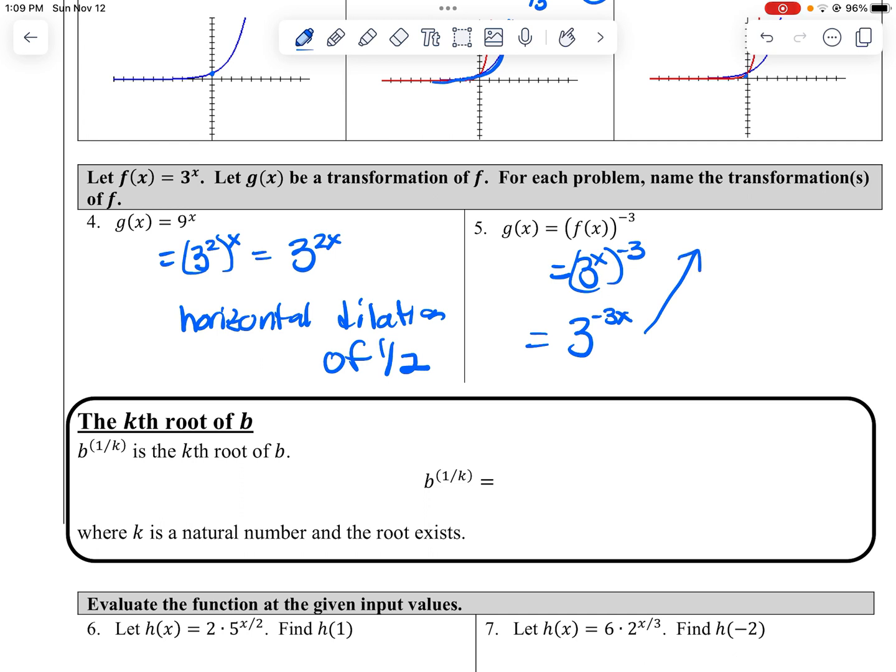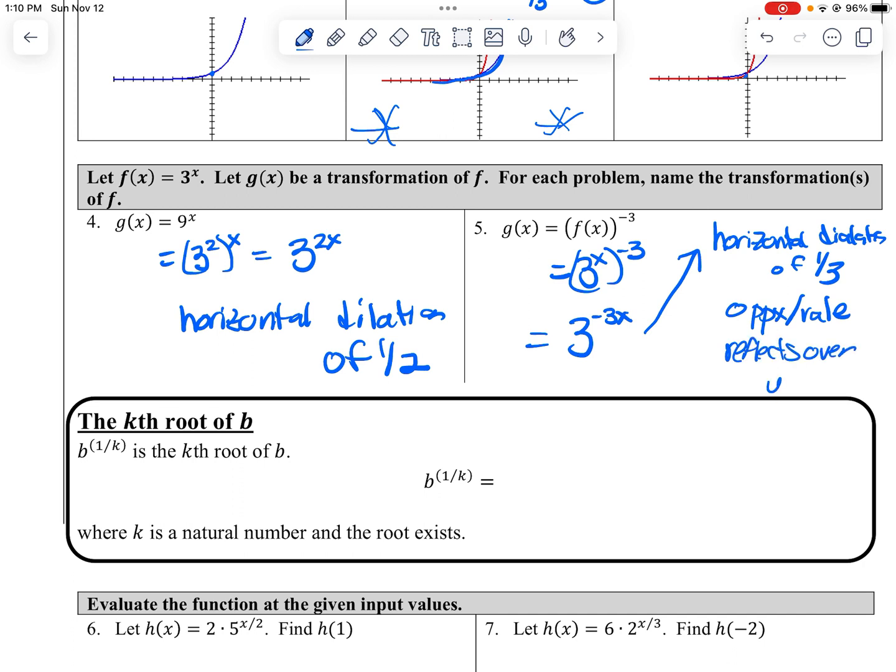So what is that? So that's a horizontal dilation of 1/3. But then what does that negative do? So it's inside, so it's the opposite x value. Which, what does the opposite x value do? Well, if it is here, it would go over to the left. So that reflects over the y-axis.